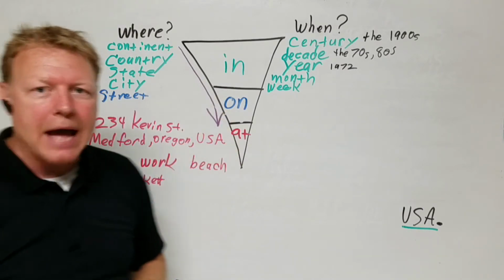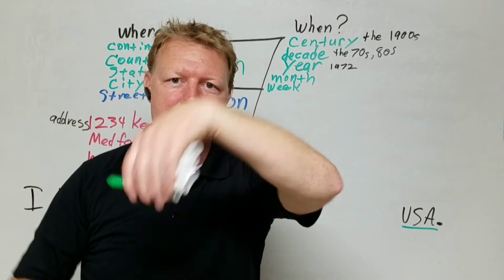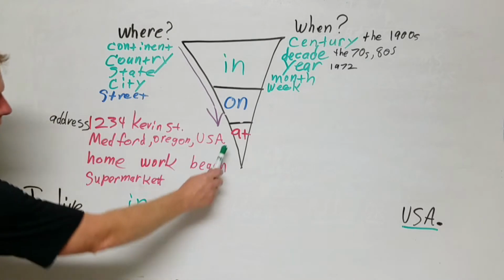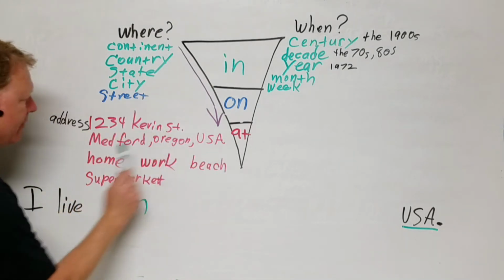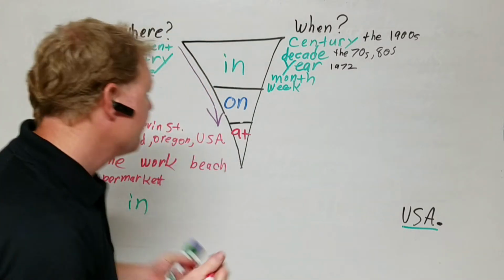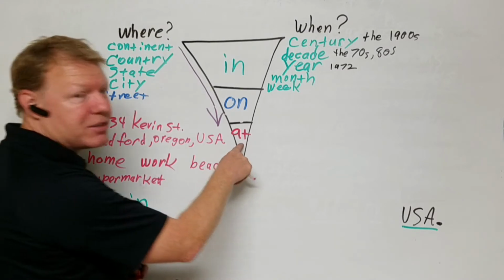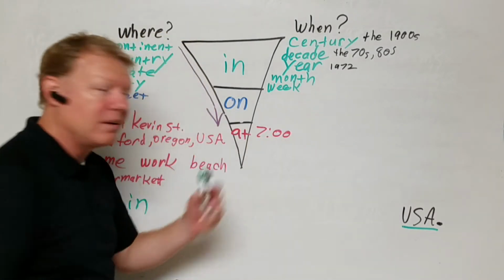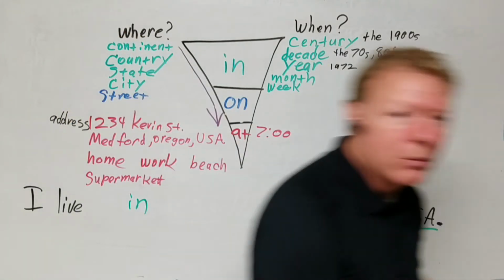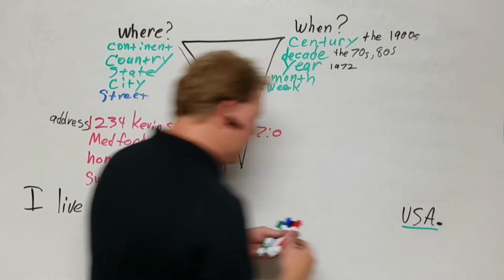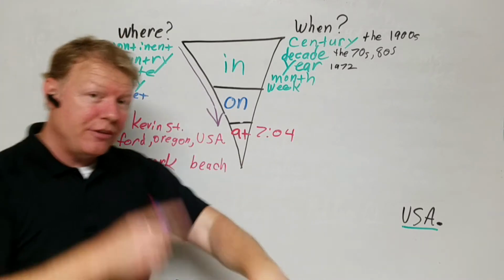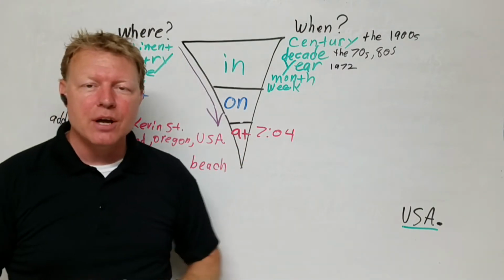No, let's skip on and go to at. Let's be very specific with our times. What are specific times? Everybody knows this. Let's make a number out of it, just like a specific place has a number. 1234 Kevin Street, Medford, Oregon, USA. A specific time also has a number. What about class starts at 7 o'clock? Class starts at 7 o'clock. Oh, but yesterday we were a little late. So class started at 7:04. So whatever your specific number of time, we are at that number, you see?